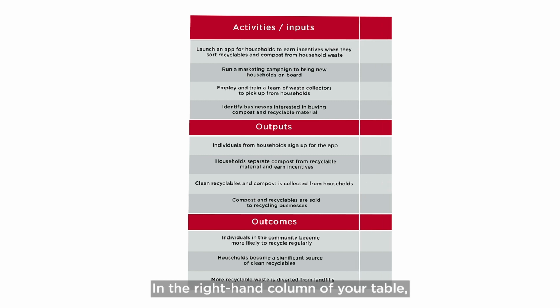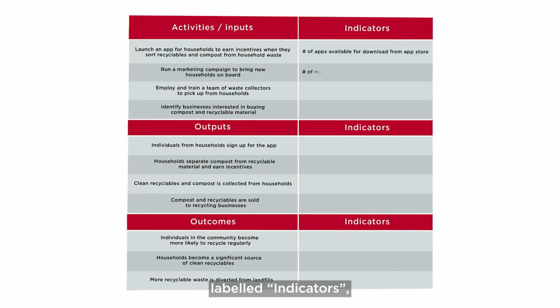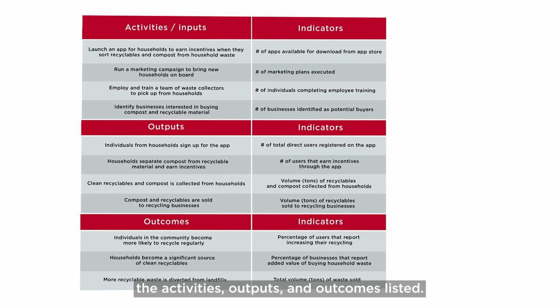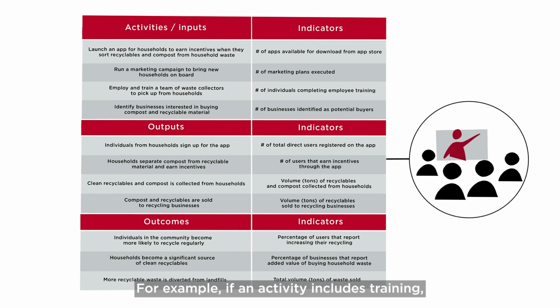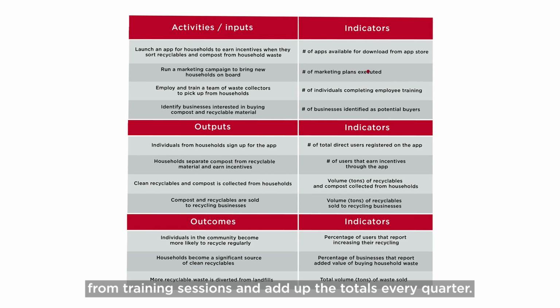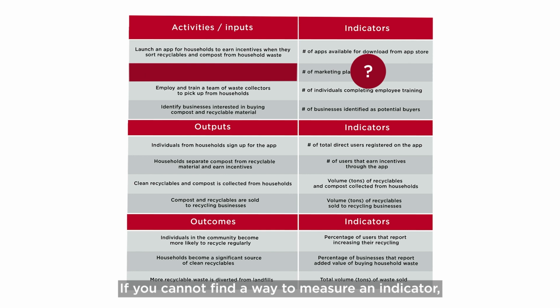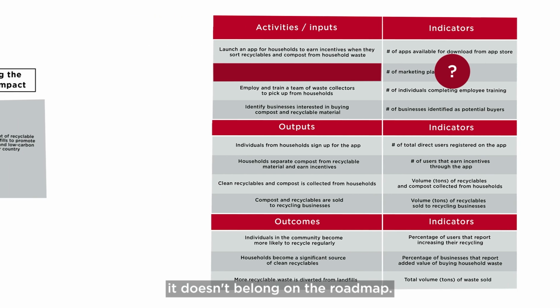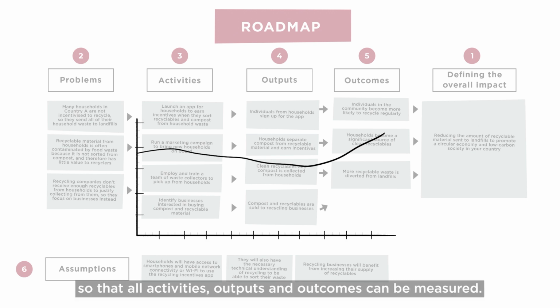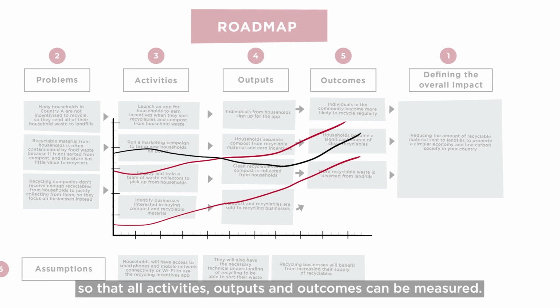In the right-hand column of your table, labelled Indicators, list ways your organisation could measure the activities, outputs, and outcomes listed. For example, if an activity includes training, this can be measured by counting the number of people attending training sessions. Your organisation can keep sign-in sheets from training sessions and add up the totals every quarter. If you cannot find a way to measure an indicator, it doesn't belong on the roadmap. Go back to your roadmap and make edits so that all activities, outputs, and outcomes can be measured.